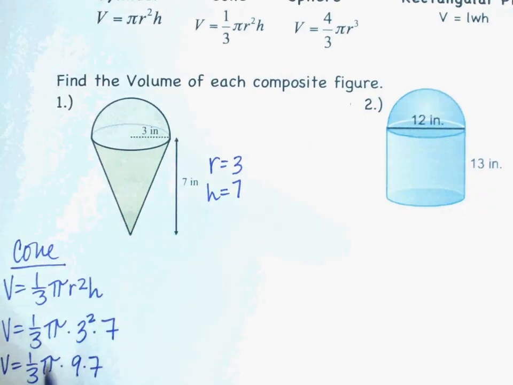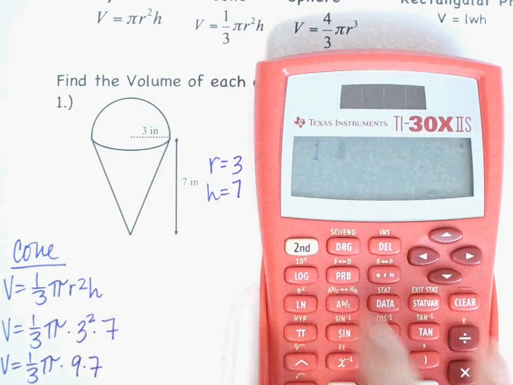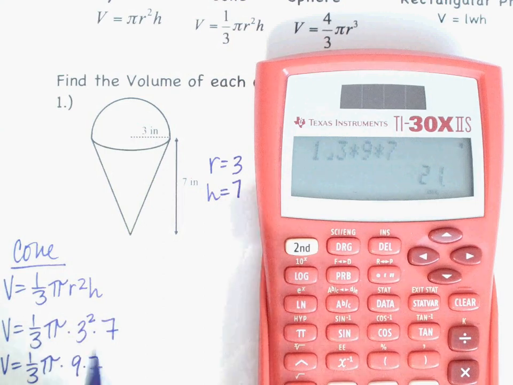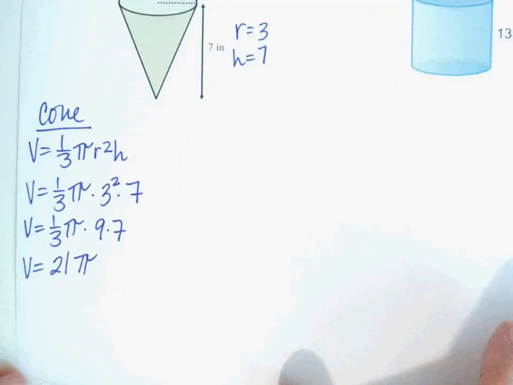The next step here is we're going to multiply together all of our coefficients. And so just using the calculator to help me, 1/3 times 9 times 7, we get 21. So this one is 21 pi. Again, if you don't have a TI-30, you could use any calculator. We have 21 pi.